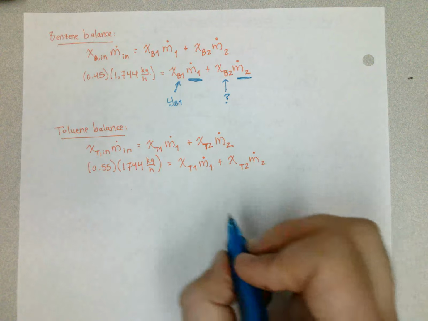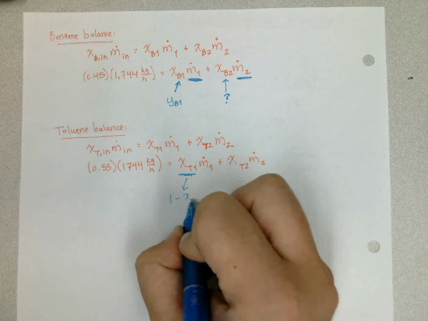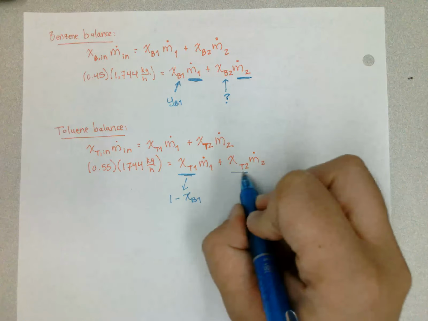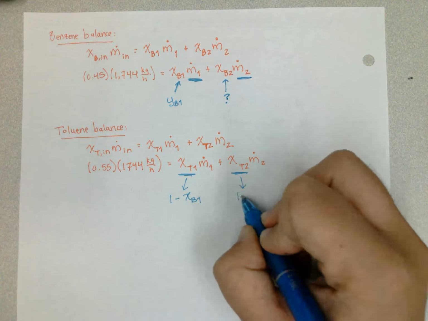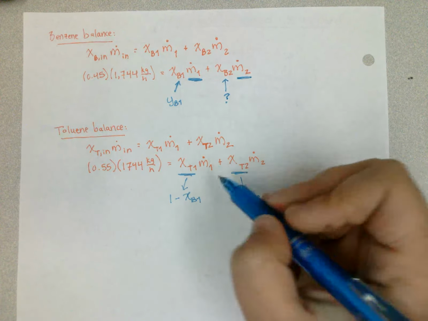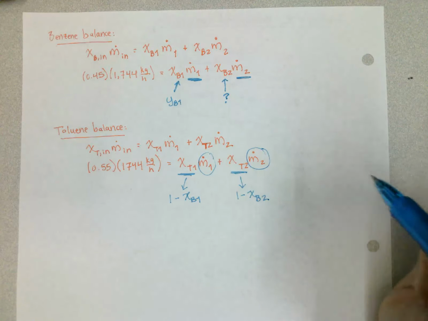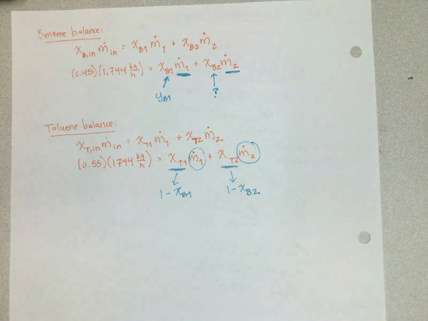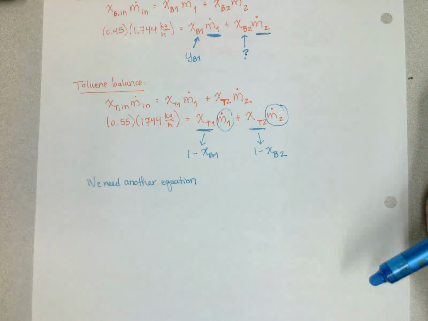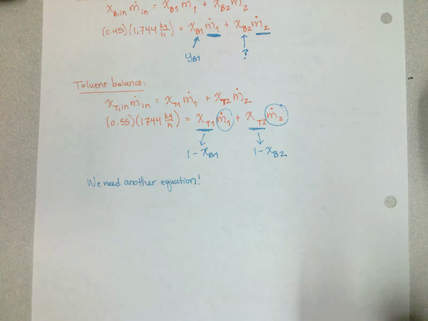So same kind of thing, right? We know that this is the same as 1 minus XB1. So maybe that could help us out. We know that this one has to be 1 minus XB2, but we still don't know M1 and M2. So we've got to come up with some other equations in order to solve this particular problem. All right, so we need another equation.